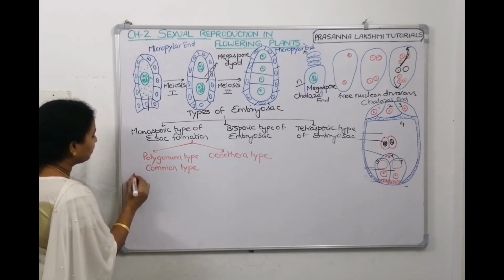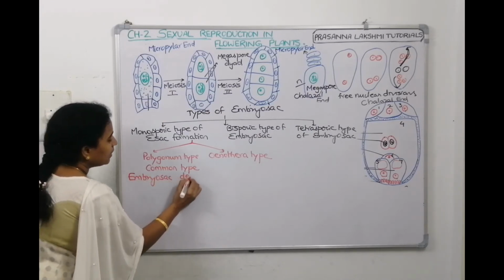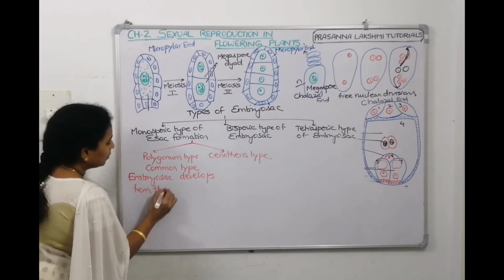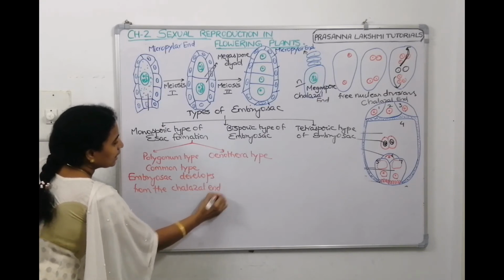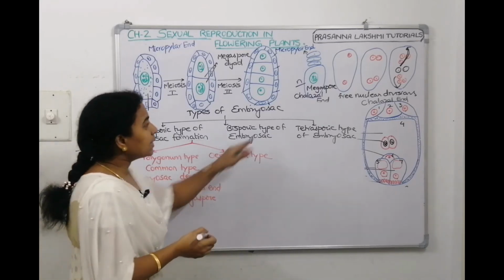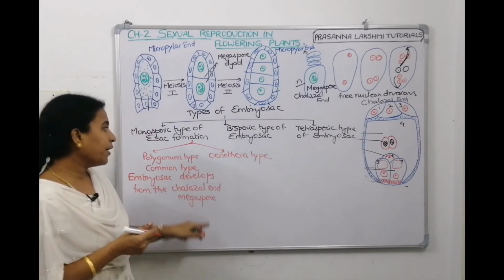In polygonum type, the embryo sac develops from where? From the chalazal end. The embryo sac develops from the chalazal end megaspore. This is a chalazal end megaspore. From here the embryo sac is formed. Then that is called polygonum type.